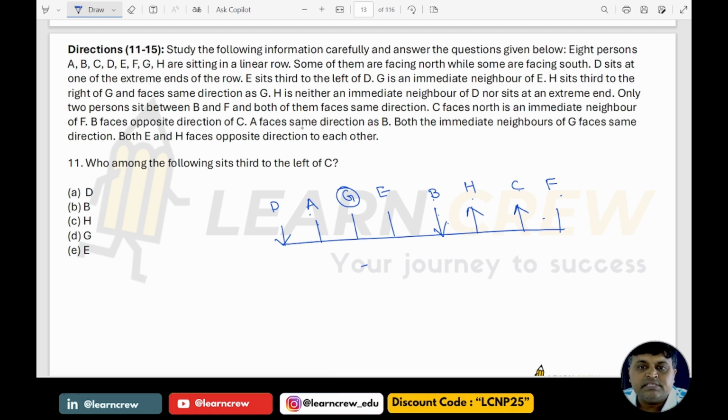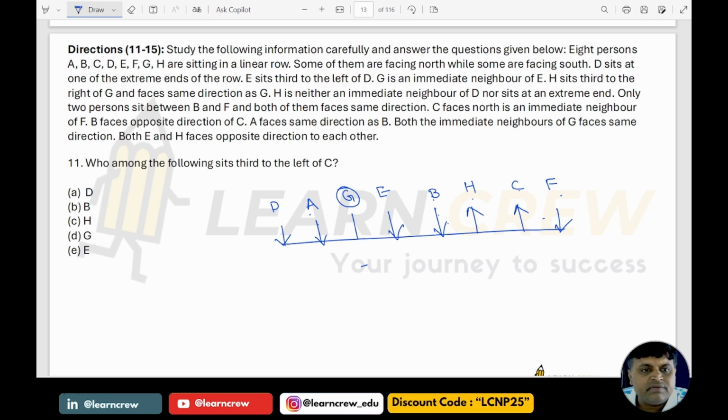Now A faces same direction as B. A faces same direction as B means south. Both immediate neighbors of G face same direction. Same direction means here A and E face same direction. Next, both E and H face opposite direction to each other. So E and H are satisfied. And what about F? F is obviously south only. Okay, now this is the entire thing.